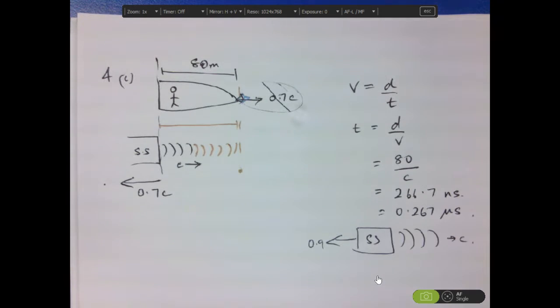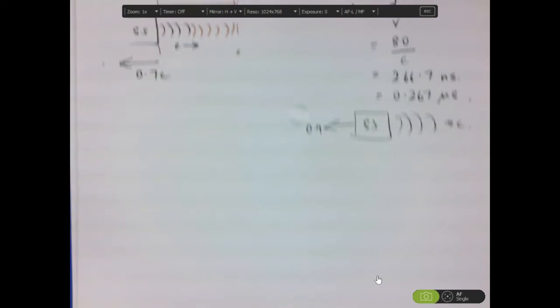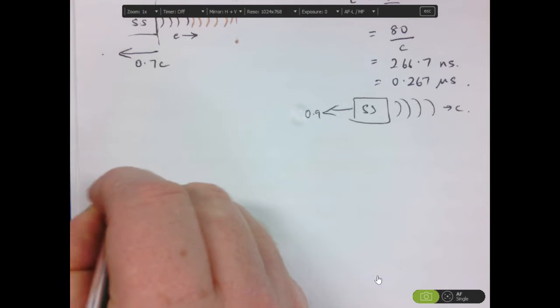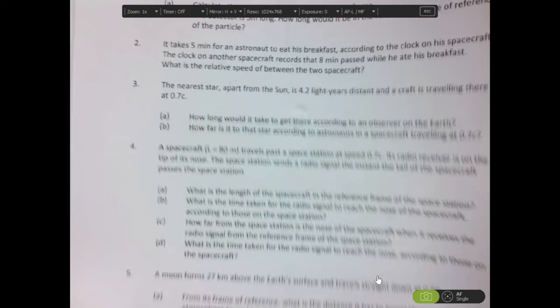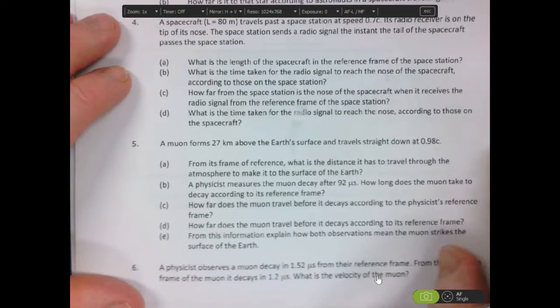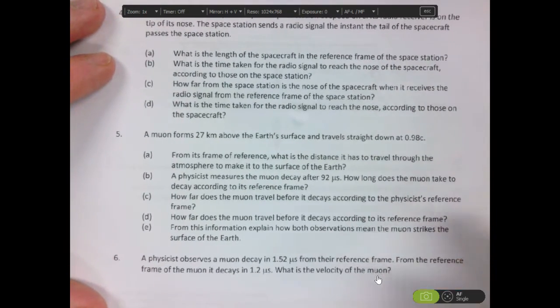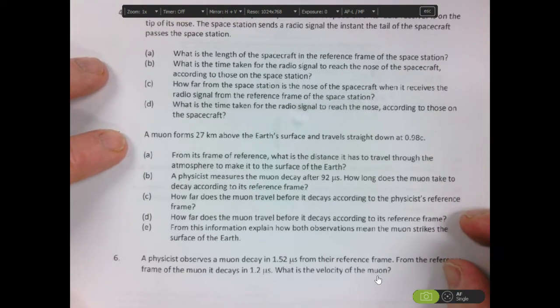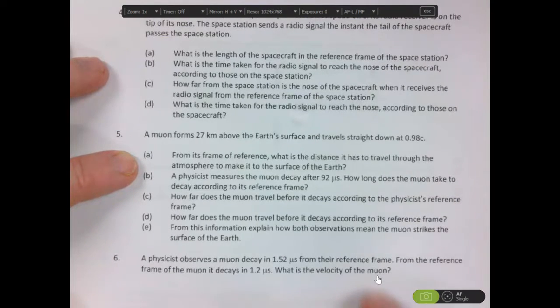Okay, right, let's move on to question 5. Question 5 is about muons. And remember, muons are one of the reasons why we know that the theory of special relativity is actually true. So a muon forms 27 kilometers above the Earth's surface and travels straight down at 0.98 C. From its frame of reference, what is the distance that it has to travel through the atmosphere to make it to the surface of the Earth?